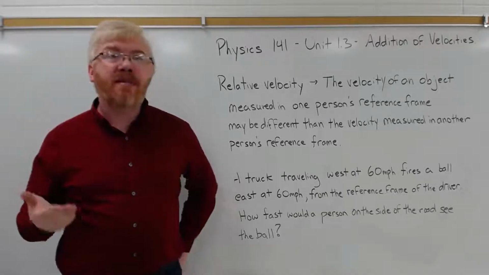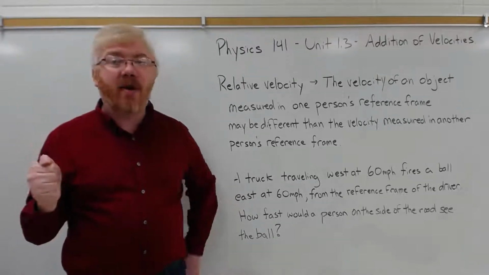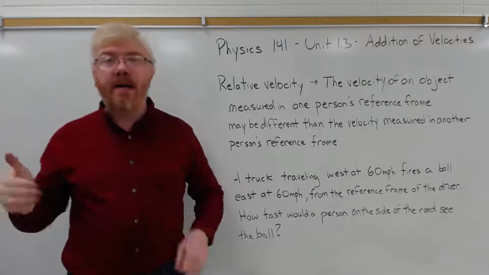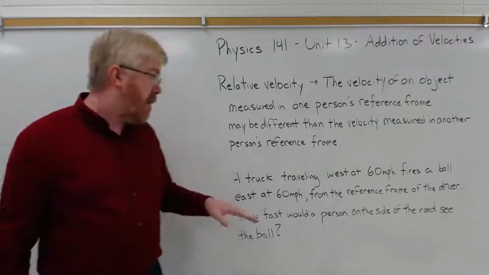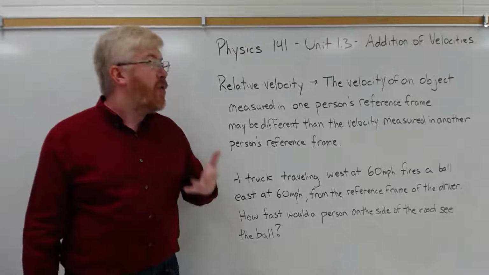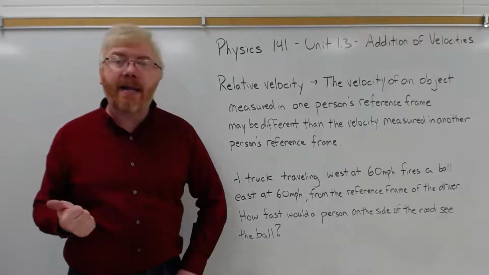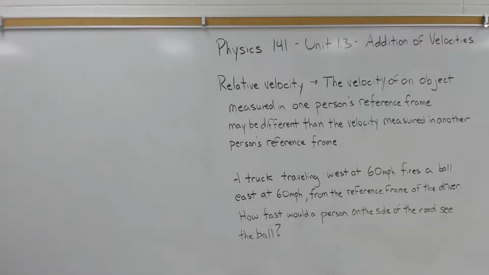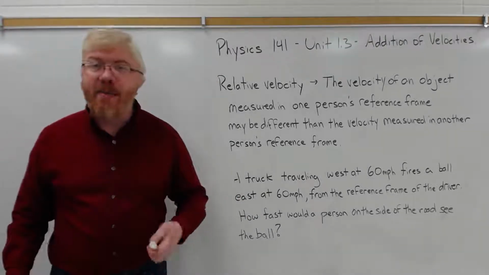Now that fires backwards at 60 miles an hour regardless of what the truck is doing. If the truck is stationary, the driver measures it firing backwards at 60 miles an hour. If the driver's moving, he measures it firing backwards at 60 miles an hour. So what would happen if you're just standing on the side of the road and this truck drives by at 60 miles an hour in one direction and fires a cannon 60 miles an hour backwards? Well, I'll let you look at the video to see what ends up happening.